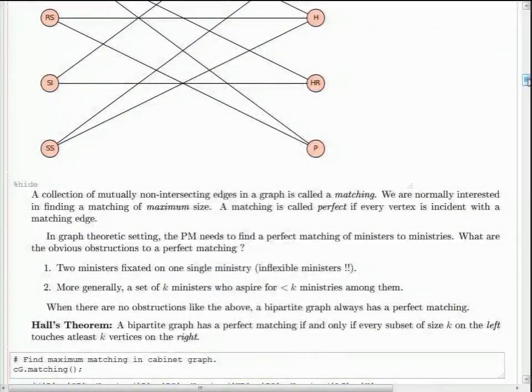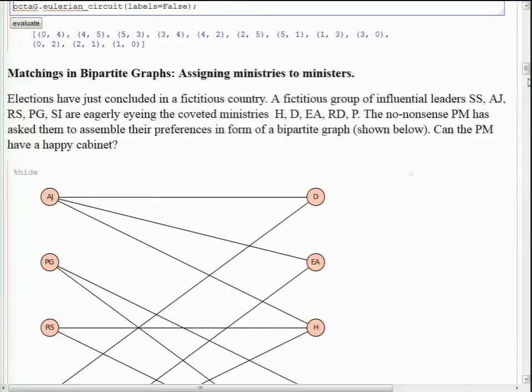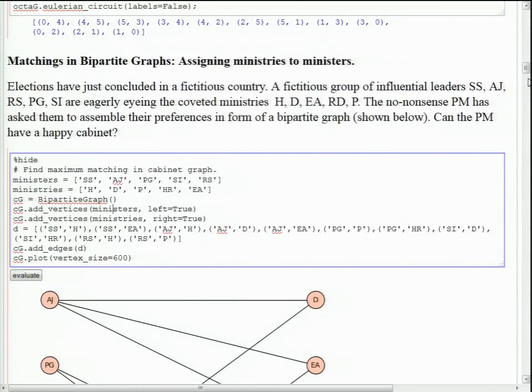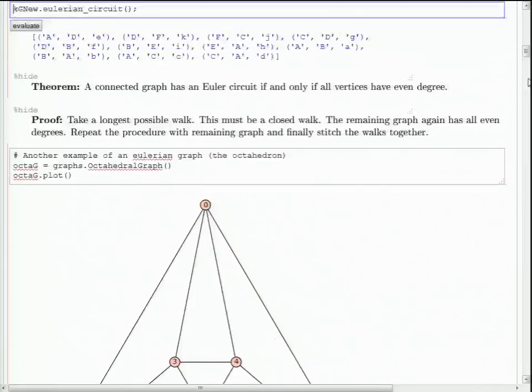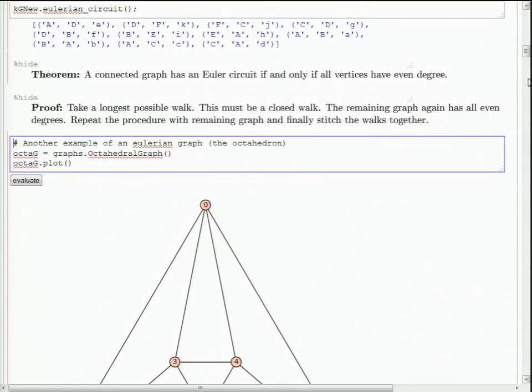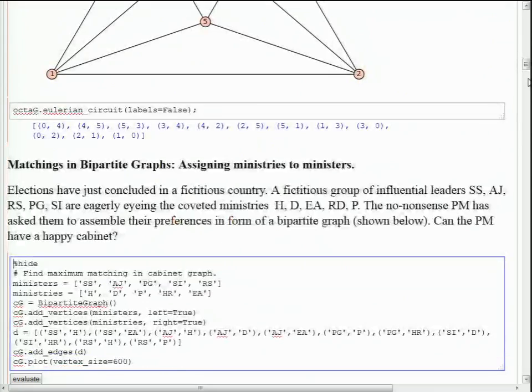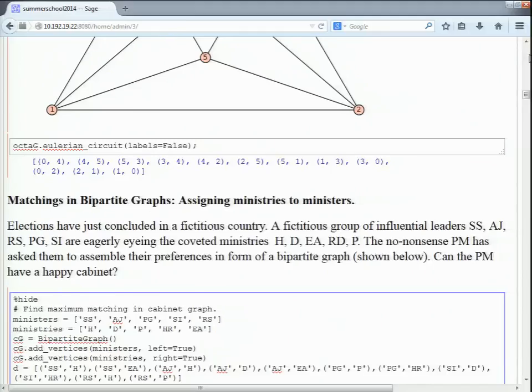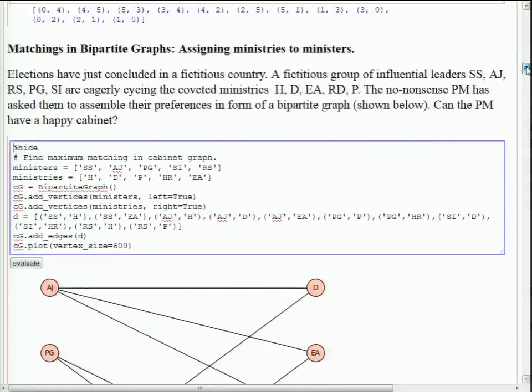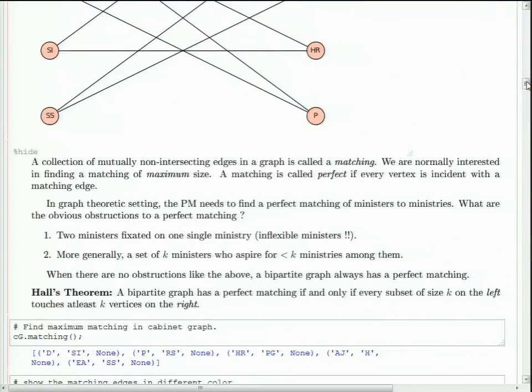So again, the theme is very similar to the last problem. There the theme is that you had an obvious necessary condition that every vertex degree has to be even, but when that condition was met, you actually could solve the problem. Here also you have an obvious obstruction that every set of size k on the left has to touch at least size k on the right, but if this obvious obstruction is not there, you can actually solve the problem.